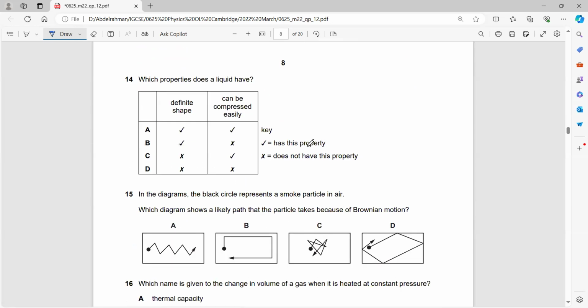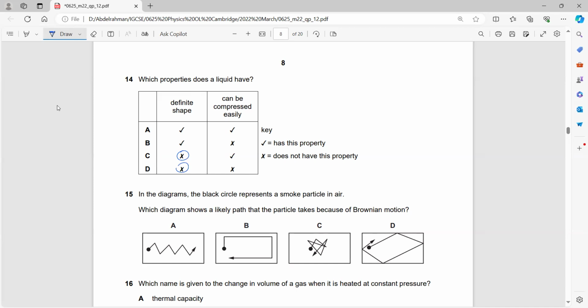Question 14. Which properties does a liquid have? Easy. Does it have a definite shape? Can it be compressed easily? Yeah, this is easy. Does liquid have a definite shape? We know that it doesn't have a definite shape.